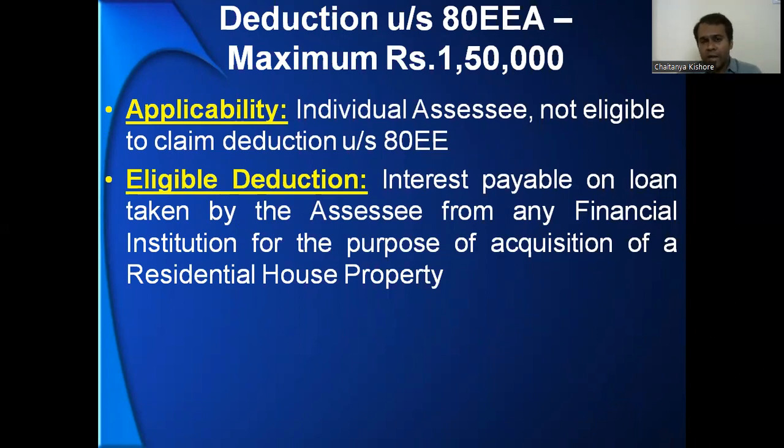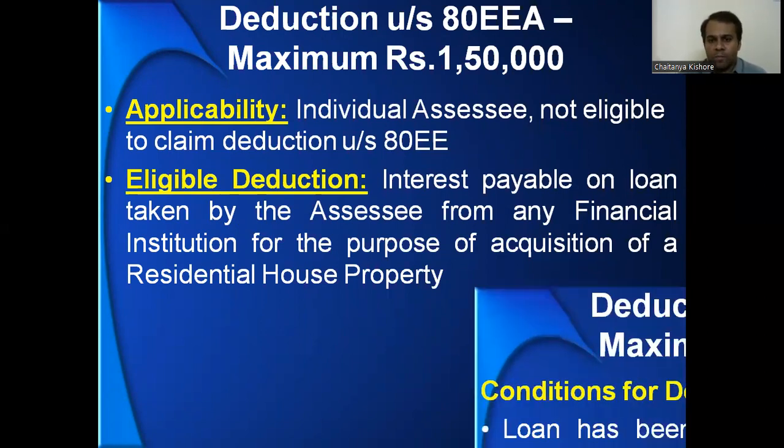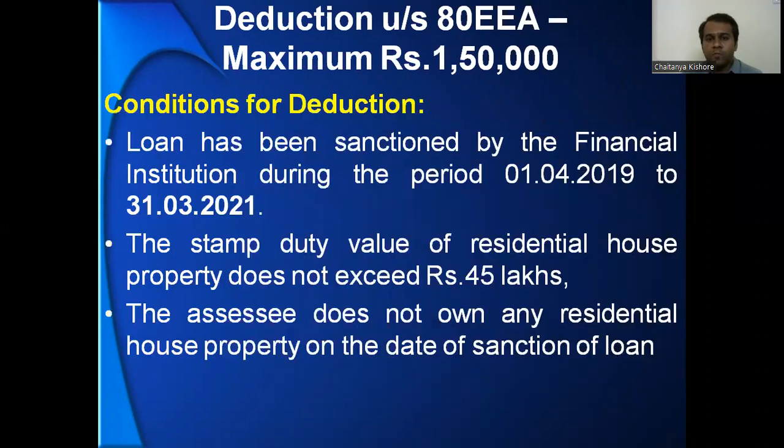For the purpose of 80 EE or 80 EEA, I have to take loan from a financial institution for the purpose of acquisition of the residential property, which is a self-occupied one, right? So the condition being, loan should be sanctioned between 1/4/19 to 31st March 2021. For 80EE, that should be 16-17. And here it is 19 to 21. So you can get the benefit of section 80 EEA only if the loan is sanctioned between this time.